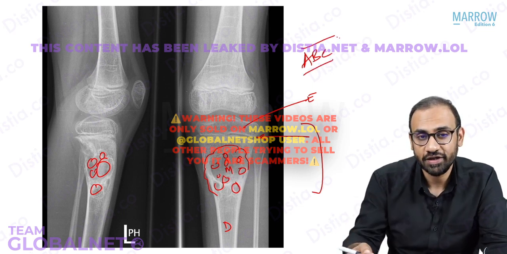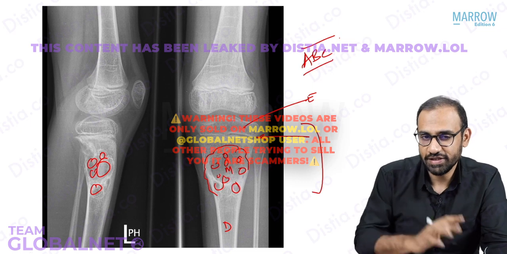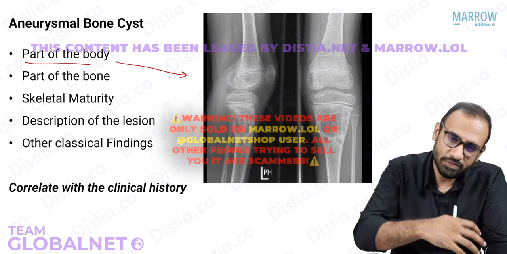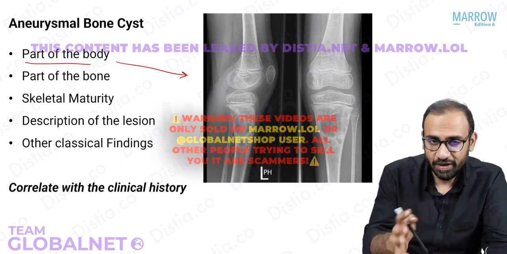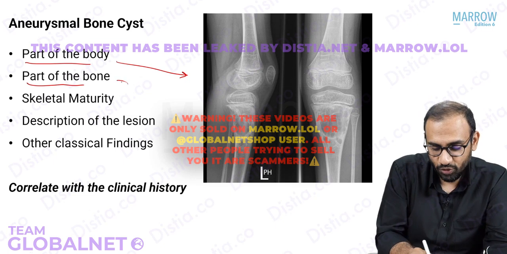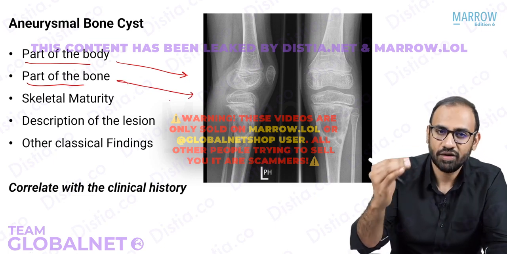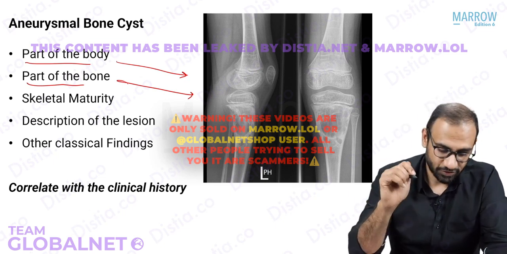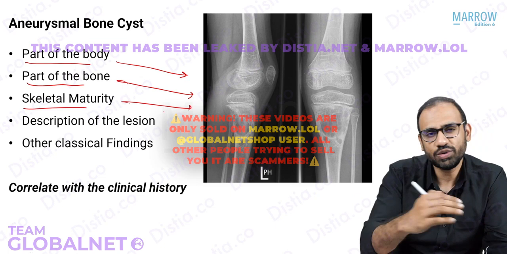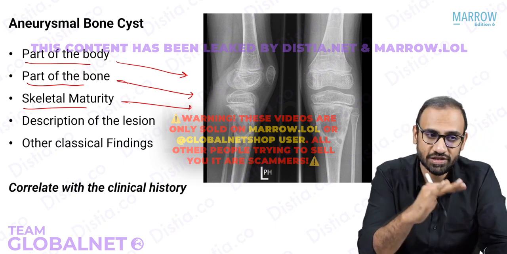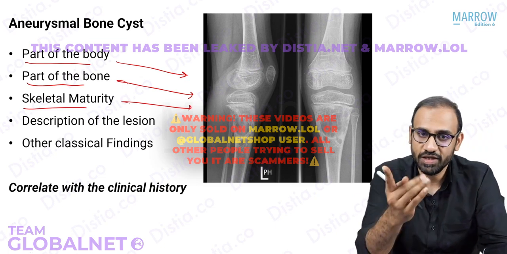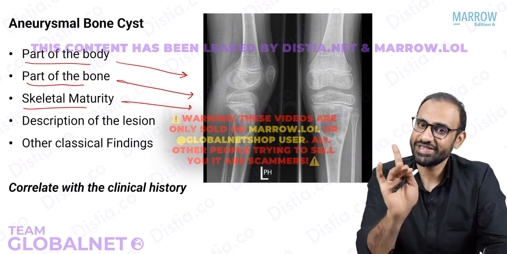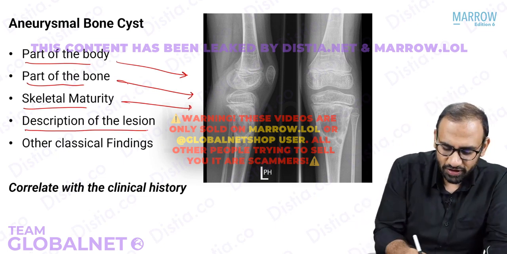So what are you learning here? How do you pick up these findings on X-ray? Step by step. First, you need to identify the part of the body. Knee, proximal humerus, elbow, hip, that's what you need to do. Second, which part of the bone is affected? Is it epi, meta, or dia? Or is it epi-meta, or meta-dia? That you have to do. Third thing is look for skeletal maturity. Is the growth plate visible or not? Because there are certain lesions that occur after skeletal maturity and certain before it. For example, GCT will always occur after skeletal maturity on your exam. Then look for the description of the lesion.